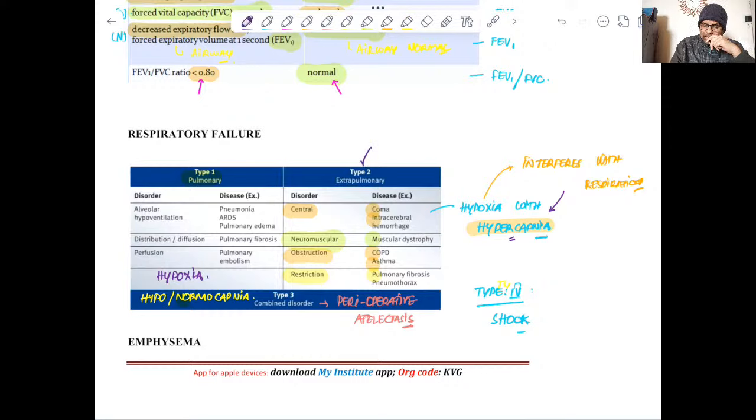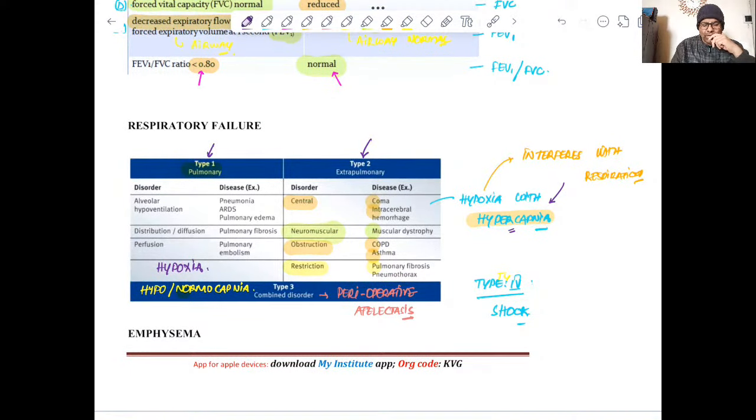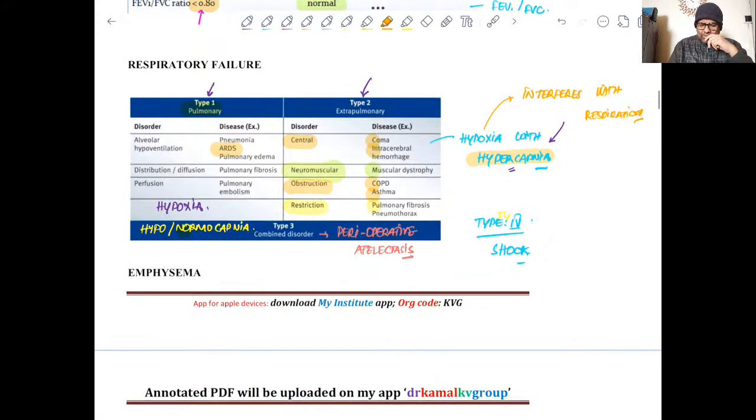And this is extrapulmonary mainly, and type 1 is mainly pulmonary, right? And the classical example is ARDS here, right? So please remember that. So this is respiratory failure.